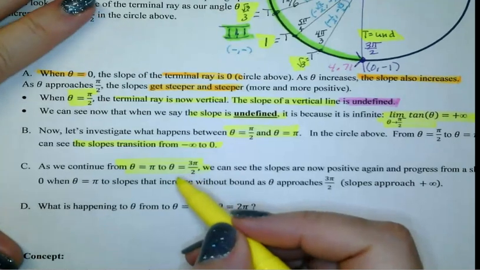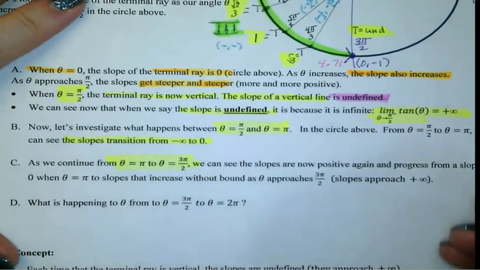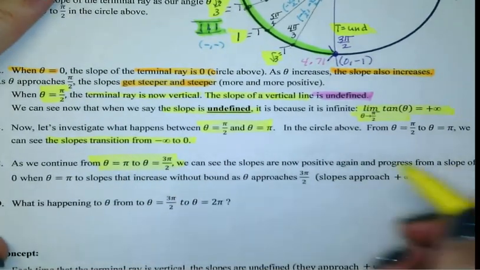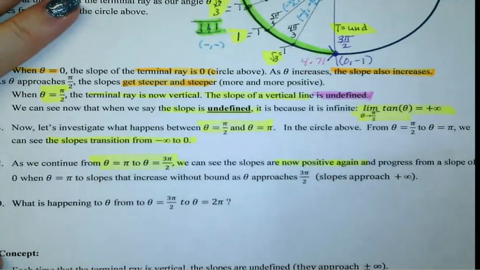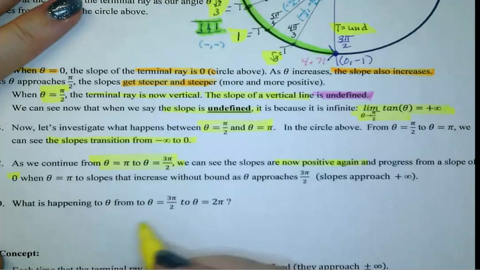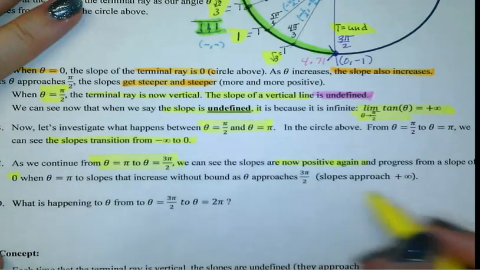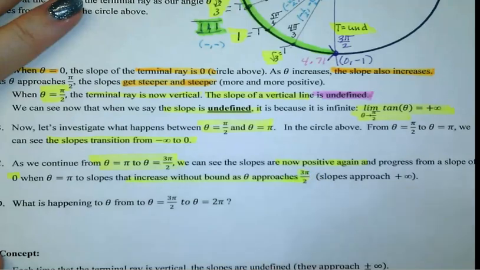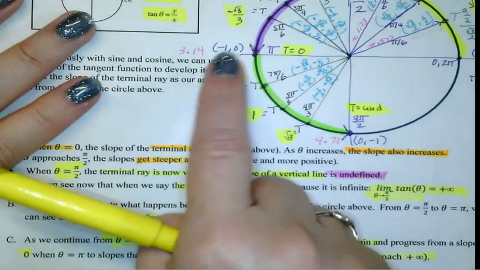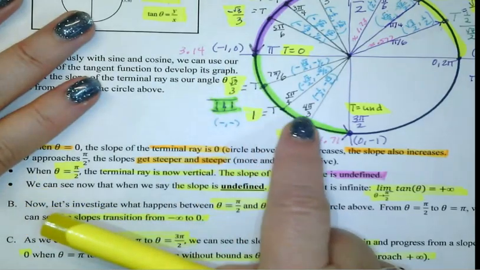All right. So then in this case, when you're going from pi to 3 pi over 2, we can see that the slopes are now positive again, and they progress from a slope of 0 when theta is pi to the slopes increasing without bound as theta approaches 3 pi over 2. So the slopes approach positive infinity because there's an infinite number that can happen as I'm moving this way and we get closer and closer and closer.